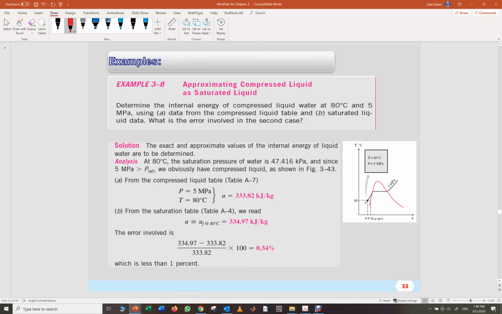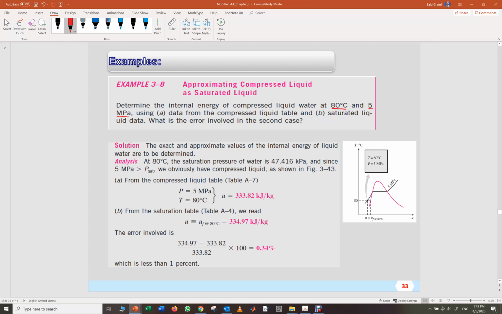In this example, we are going to show that the approximation can be taken: approximating a compressed liquid as saturated liquid. Determine the internal energy of compressed liquid water at 80 degrees C and 5 megapascal. So here the temperature and the pressure are given. Using A, data from the compressed liquid table, and B, saturated liquid data, what is the error involved in the second case? The exact and approximate values of the internal energy of liquid water are to be determined.